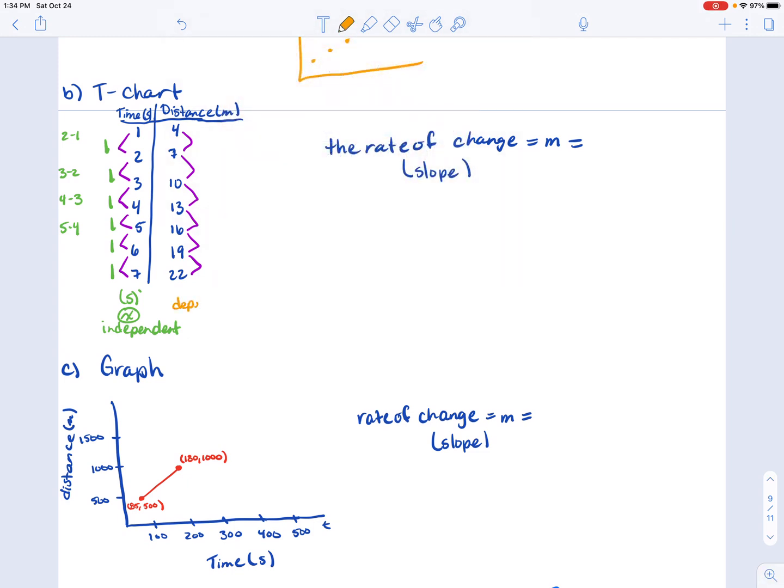So what about my dependence? Let's look at the dependence here, which are my m's, my distance, so they're denoted in meters.